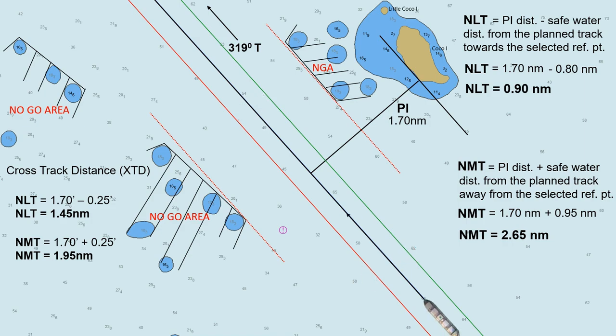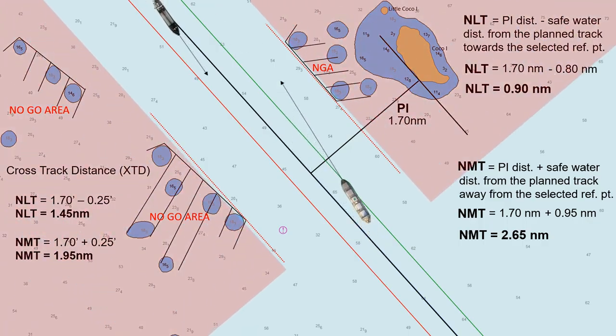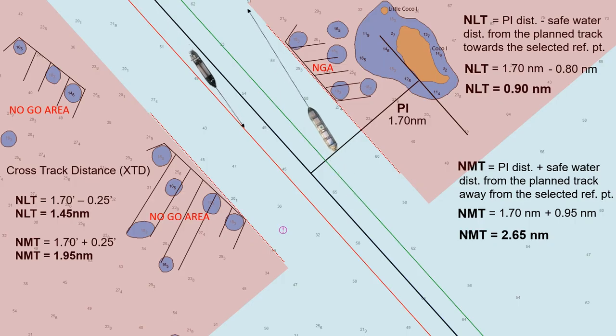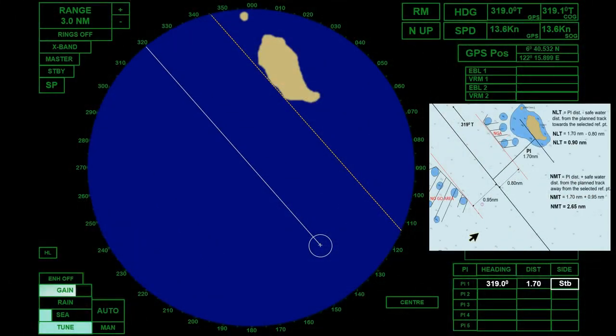since the objectives of the parallel indexing technique are not just to ensure that the vessel stays on a desired track, but also to maintain a safe distance from a navigational hazard. This animation shows that during the risk of collision, even if you go beyond the cross-track distance, there is still enough navigable water to avoid such risk. It is your preference to use the cross-track distance as the basis to establish your not less than, and not more than PI lines. Let us set those PI lines in the radar.